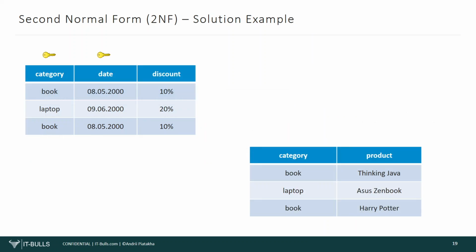So, what would be a solution here? The solution here is to make sure that complete functional dependency exists between all attributes and the primary key. In our case, product has functional dependency with category, but not with category and date. That's why we create two tables. In the first table, we are going to have information about discount for category on a particular date. And in the second table, we are going to store all products. This will allow us to have a cleaner DB architecture.